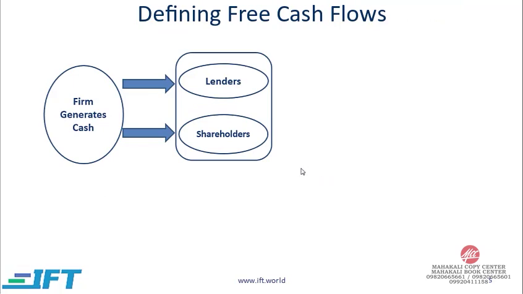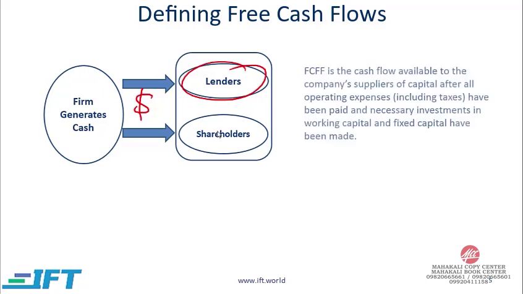So here is a basic picture that you might recall from level 1. Companies generate money, they generate cash. Who has a claim on this money that is being generated? It is the providers of capital, the lenders and the shareholders. Obviously, the lenders get the first claim, and then once the lenders are paid off, then what remains goes to the equity holders or the shareholders.